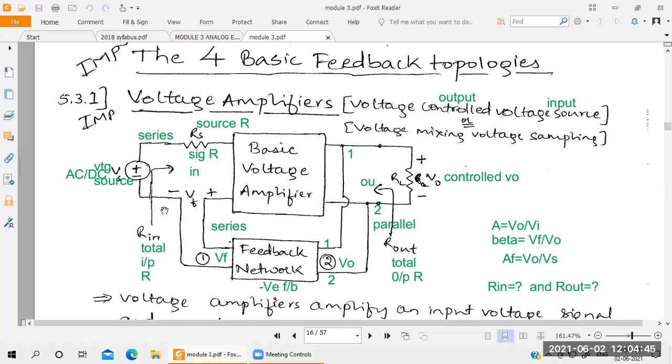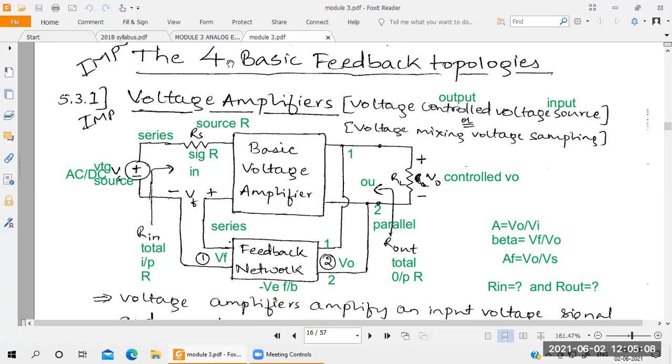We want to mix the source voltage and the feedback voltage. After that, we give it to the basic voltage amplifier. Understood? This is the operation of the voltage amplifier. So what is the input of the feedback now? V0. Understood? What is the output of the feedback here? VF. This VF is connected to the mixer.